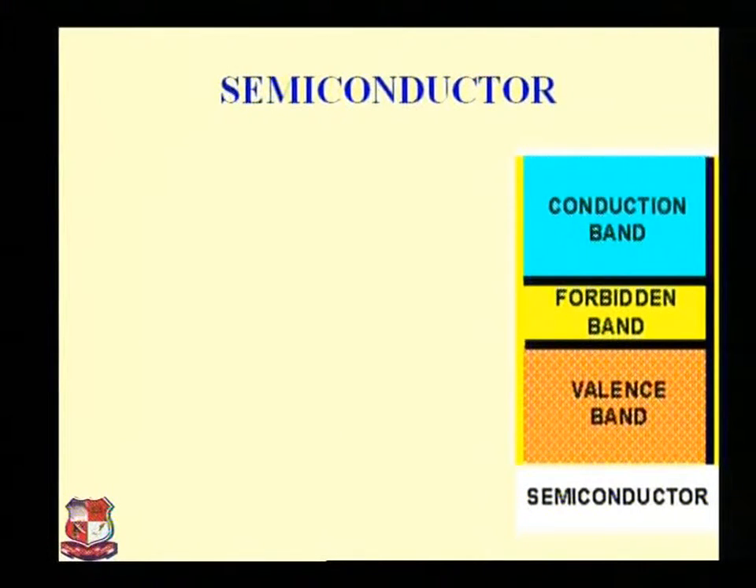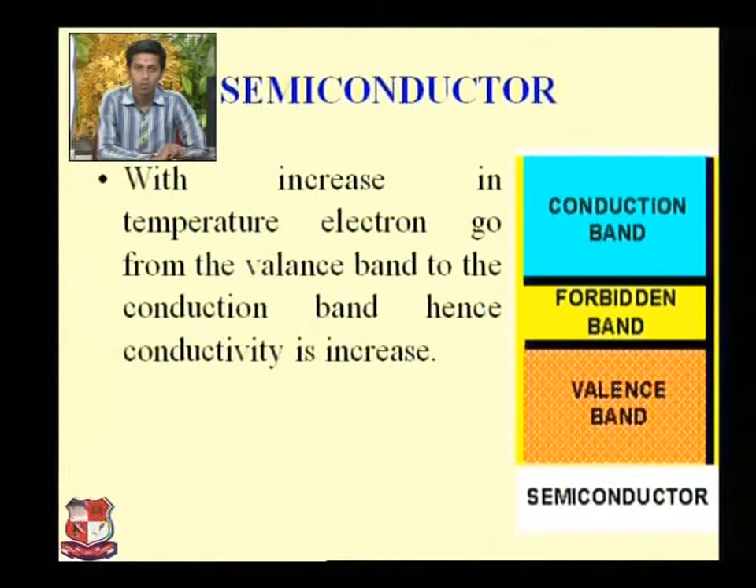conduction band, forbidden gap and valence band. But here the forbidden gap is very small. With an increase in temperature, electrons can go from the valence band to the conduction band, hence it increases the conductivity. Now here conductivity is increased when the temperature is increased, because at the increase of the temperature some electrons get energy, and due to the energy they easily cross the forbidden gap and go into the conduction band.